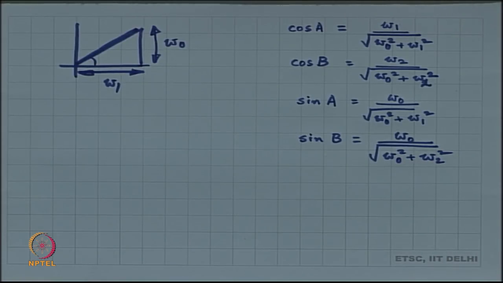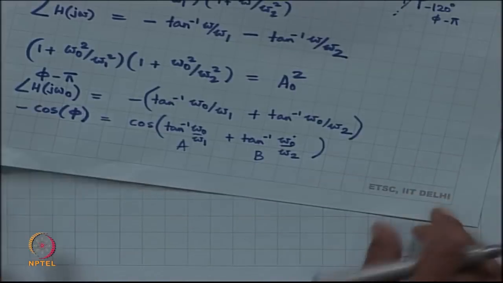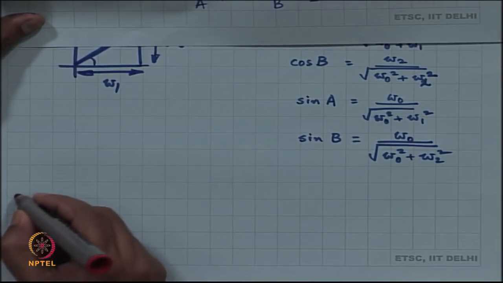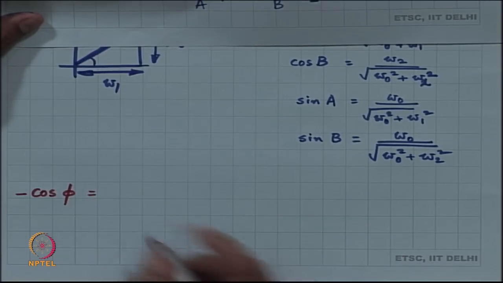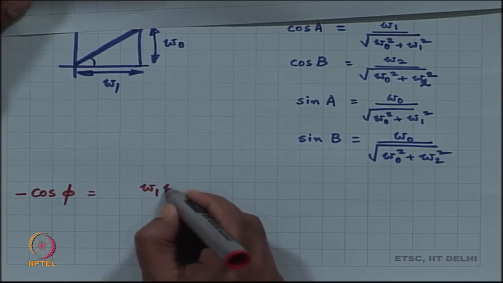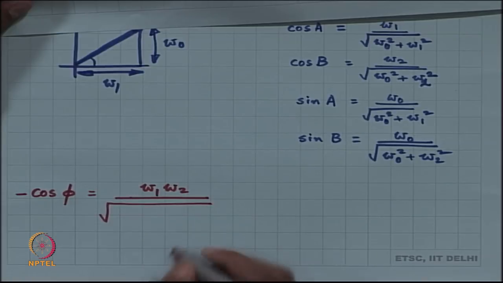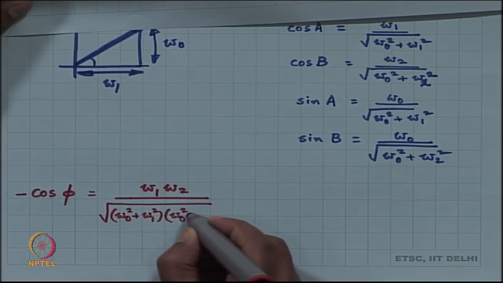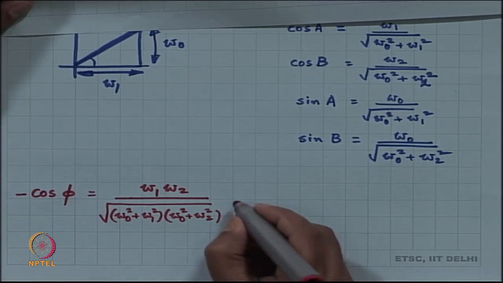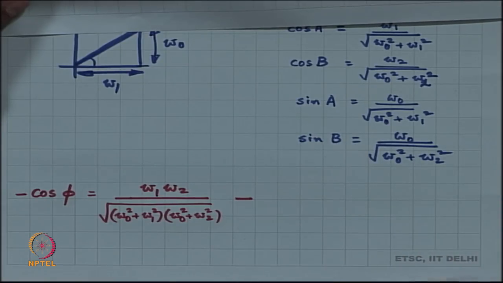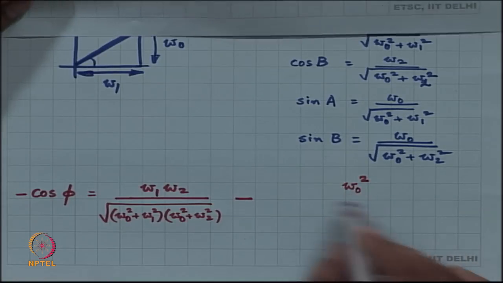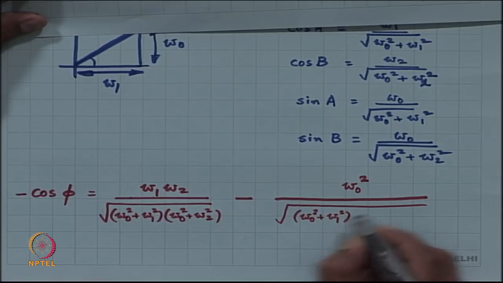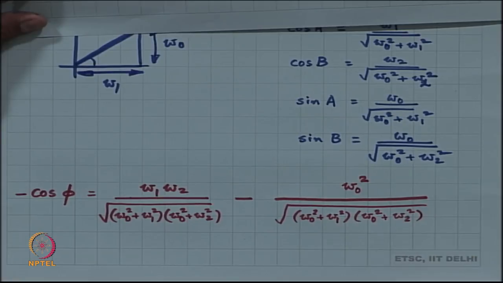All right. So, I have just written down these expressions on the side, and then I am going to do cos of A plus B equal to cos A cos B minus sin A sin B, right, and therefore, I get minus cos phi is equal to omega 1 omega 2 by square root of omega naught squared plus omega 1 squared, omega naught squared plus omega 2 squared, minus sin A sin B, where sin A and sin B are as above. Is this okay?